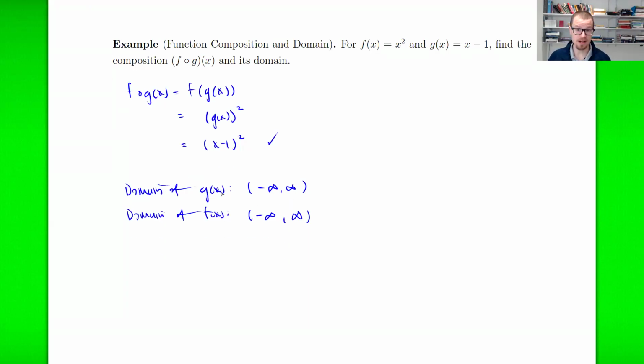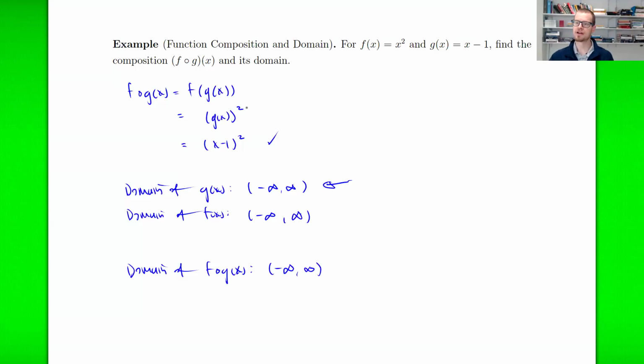Since I can plug in whatever I want to g of x and whatever I get out of it, I can plug into f, then I can plug in whatever I want because this is the thing I'm starting with. And then I'm using the domain of f to provide any restrictions on this domain. So since I have nothing that I have to take away from the domain of g, I can simply use the domain of g. So the domain of the composition f of g of x is simply the domain of g, negative infinity up to positive infinity, because I didn't have to take anything away from the domain of g.